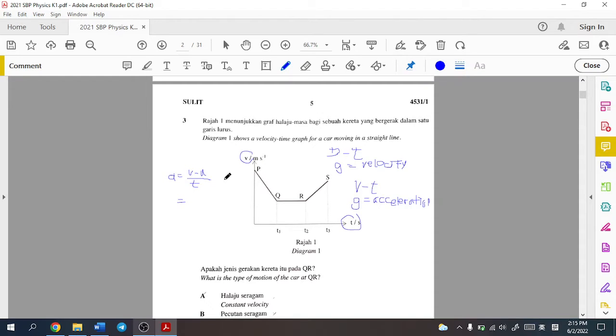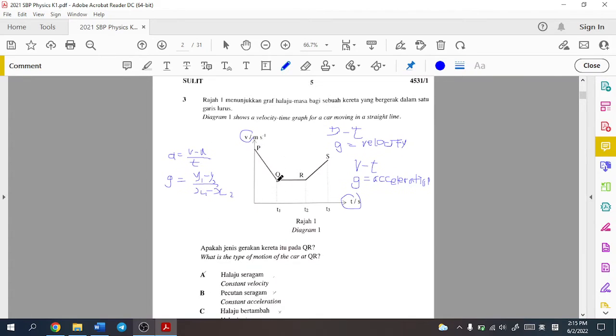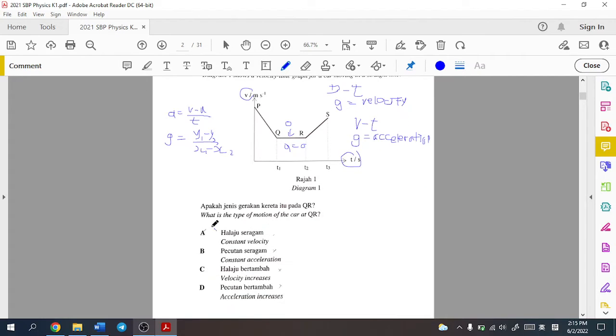So for acceleration, how you get the gradient is y1 minus y2 over x1 minus x2, where your y is velocity and your x is time. So remember, our acceleration is the gradient. So what is the type of motion for the car at QR? So the gradient here is 0, so the acceleration is 0. When your acceleration is 0, your velocity is constant.